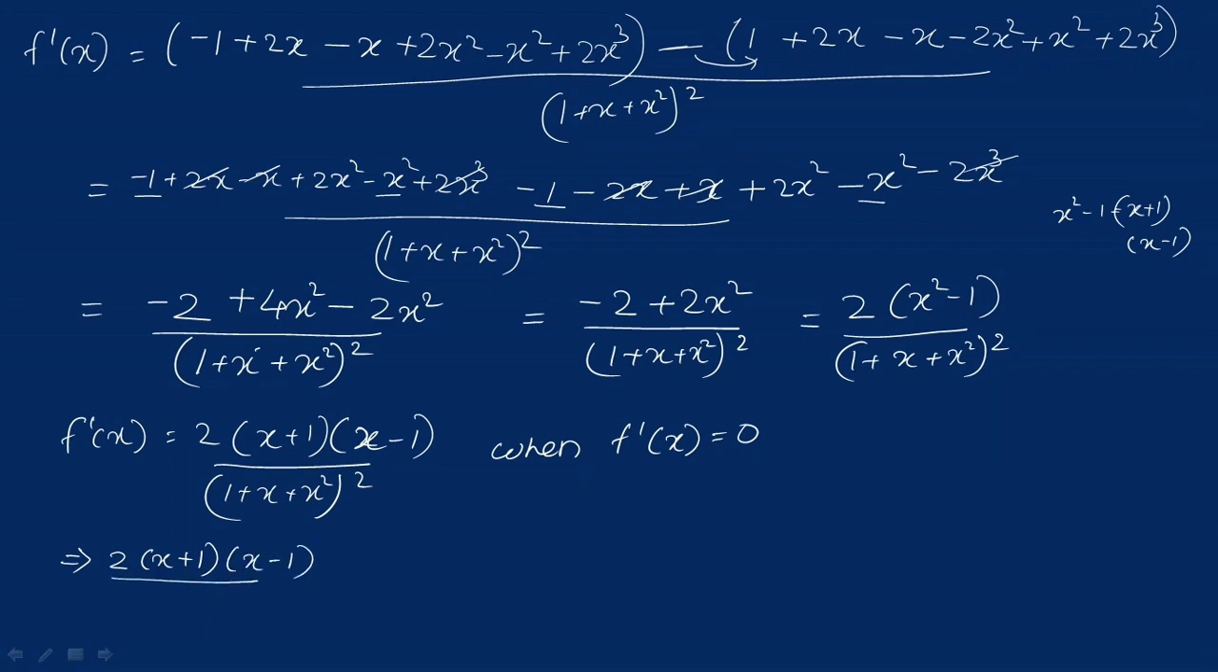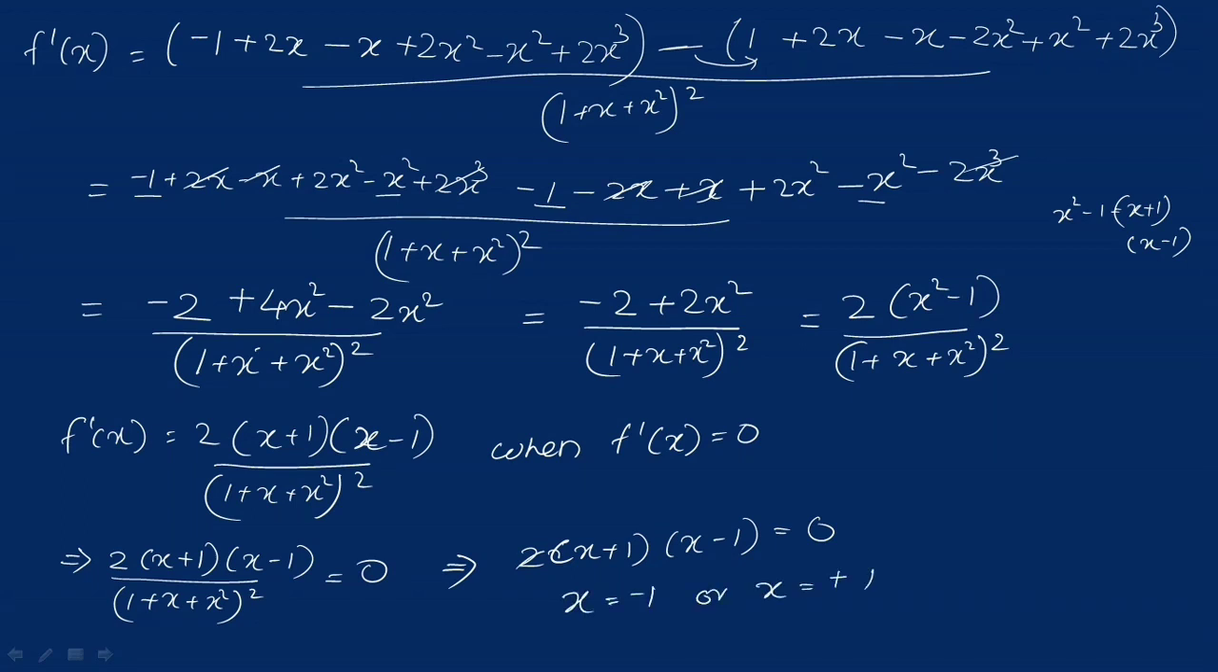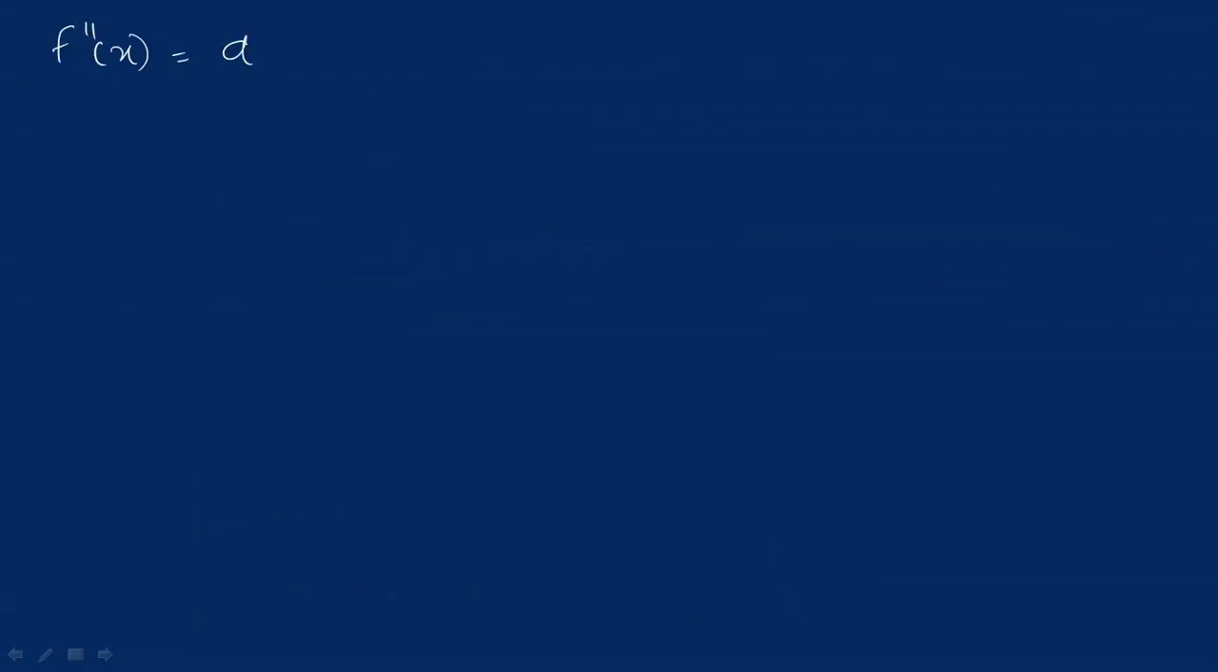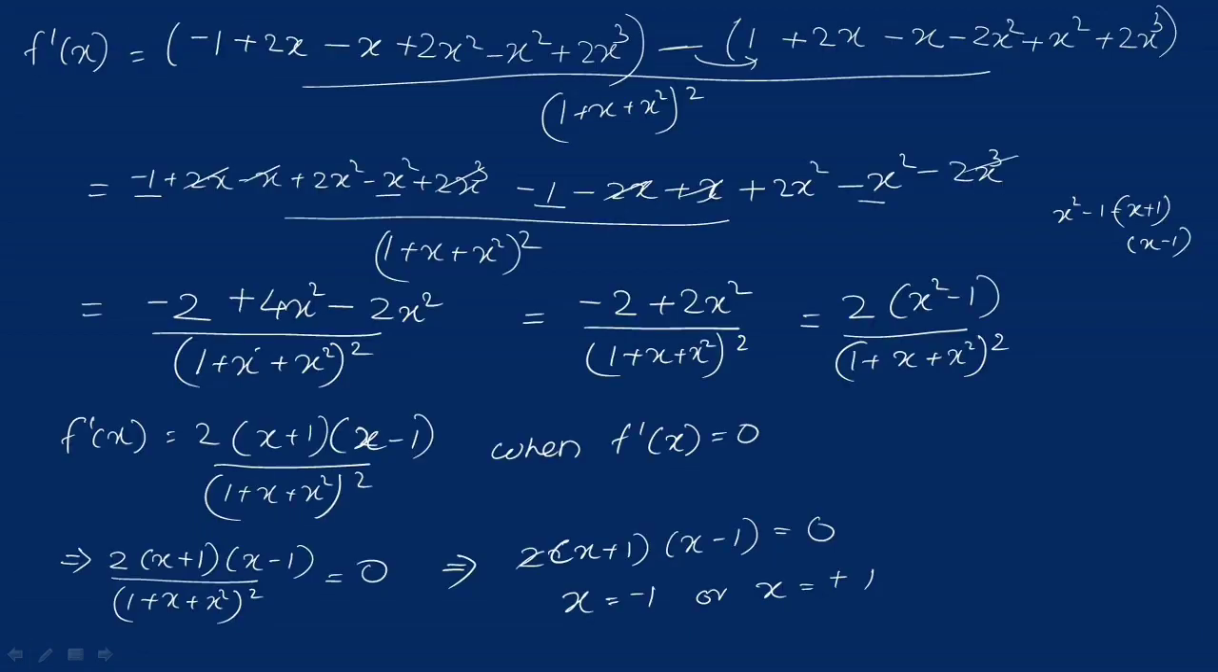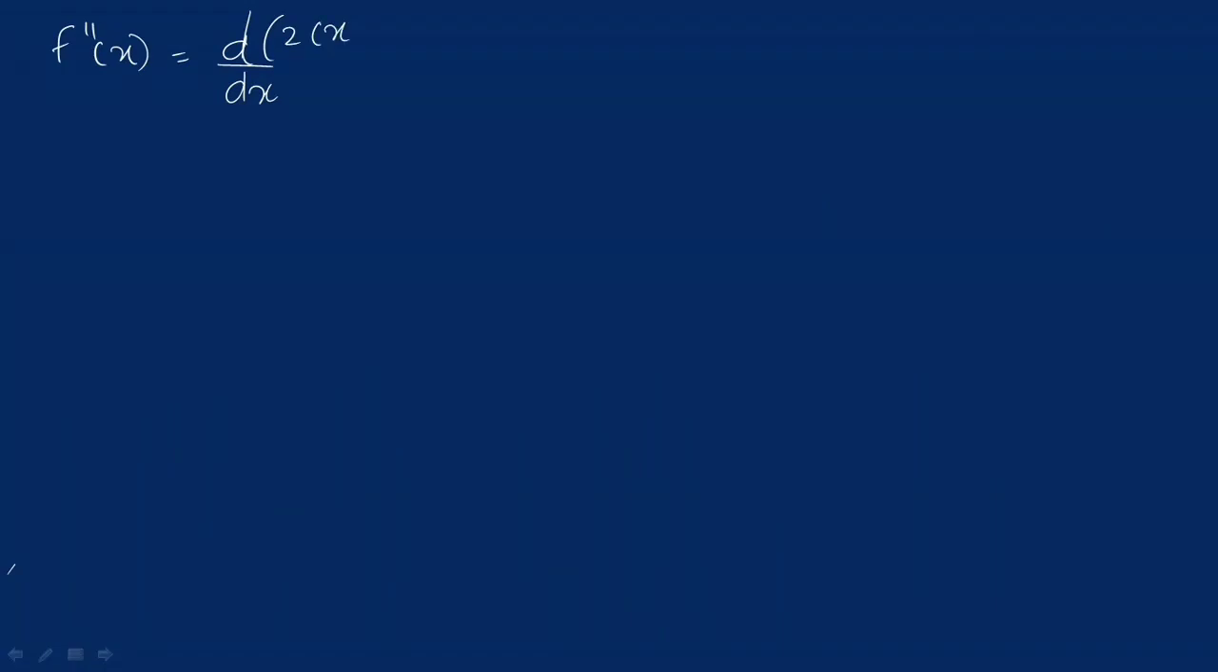When 1 plus x square whole square is taken to the other side, that is always nonzero. So 2 into x plus 1 into x minus 1 is equal to 0. From this we can write x is equal to minus 1 or x is equal to plus 1. So we have two values for x, minus 1 and plus 1. Now what is f double dash of x? That is d by dx of f dash of x, that is 2 into x square minus 1 whole divided by 1 plus x square whole square.